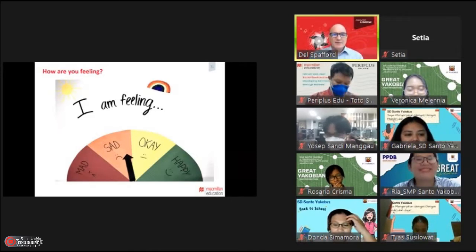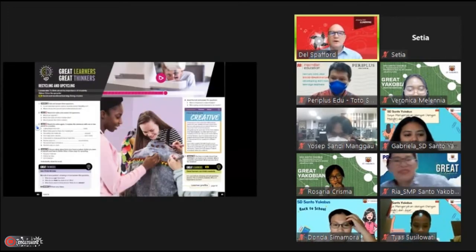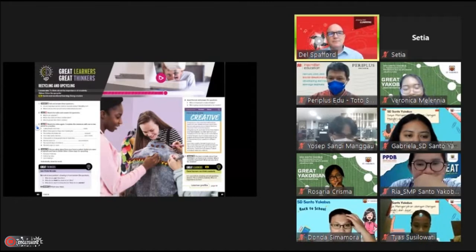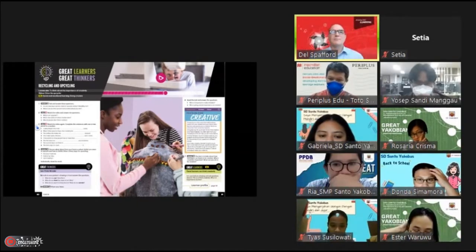Okay, let's have a look. So I'm going to use a unit of Gateway to the World. It's a beautiful book. It's a new book. And I'm going to use this level, A1 plus, I believe. And it's from Unit 6. All right. And we're going to look at this spread, this great learners, great thinkers spread.